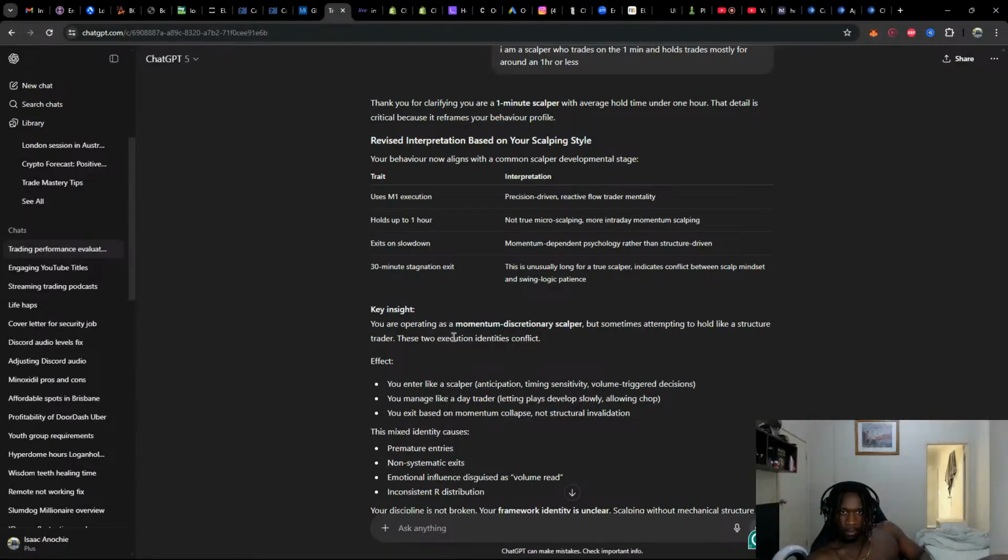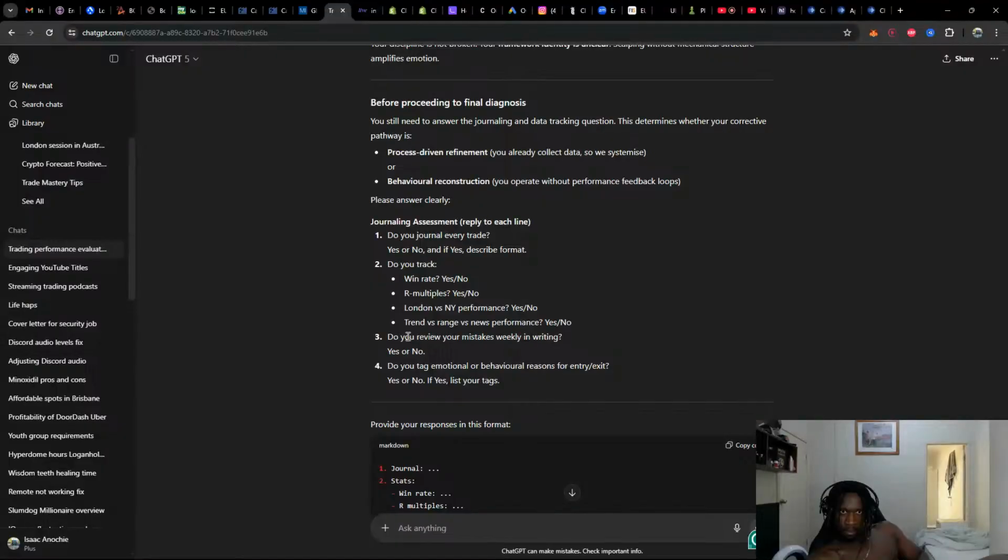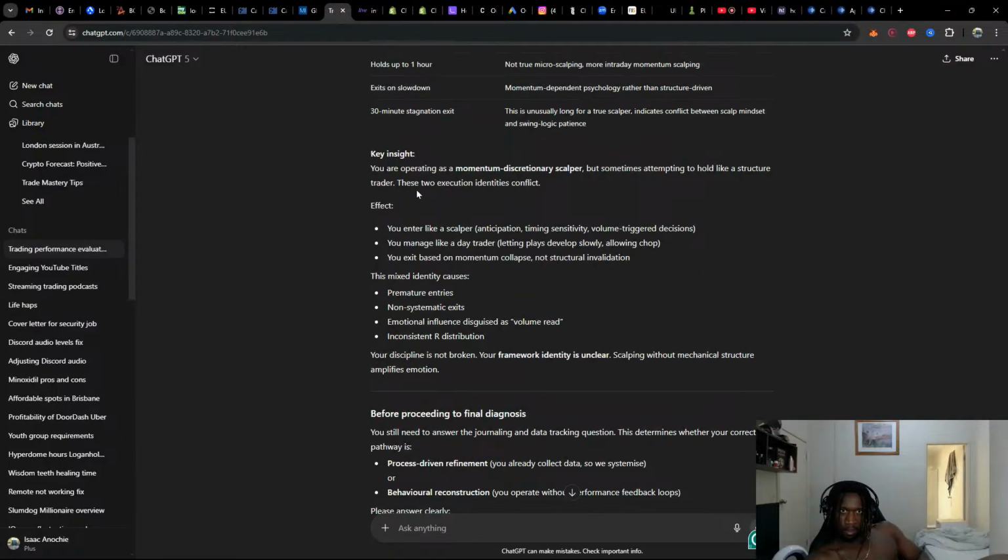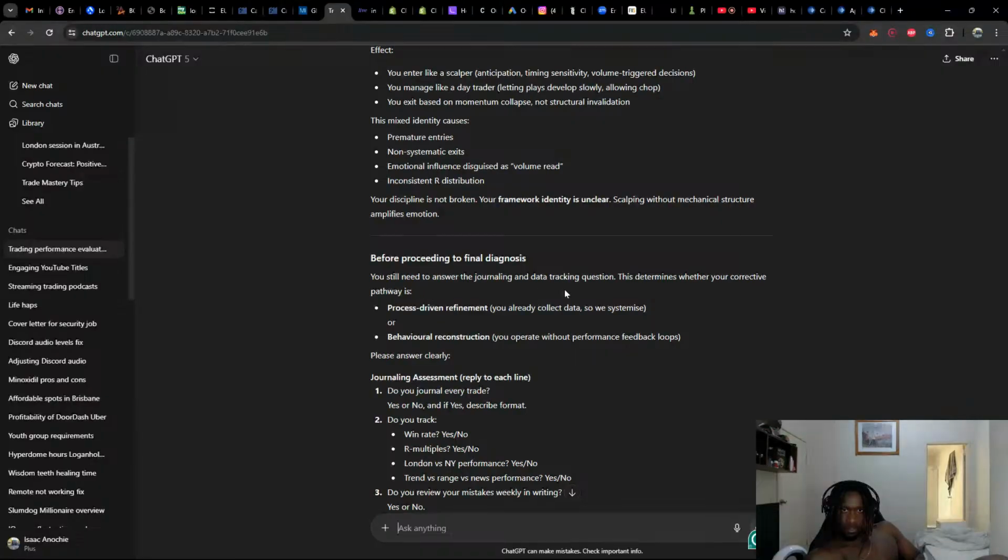Key insight: you're operating as a momentum discretionary scalper, but sometimes attempting to hold like a structured trader. These two identities conflict. You enter like a scalper, you manage like a day trader, you exit based on momentum collapse, not structure. This mixed identity causes premature entries, and emotional influence disguises volume read. Before proceeding to final diagnosis, you still need to answer the journaling and data track questions. This determines whether your corrective pathway is process-driven or behavioral reconstruction.